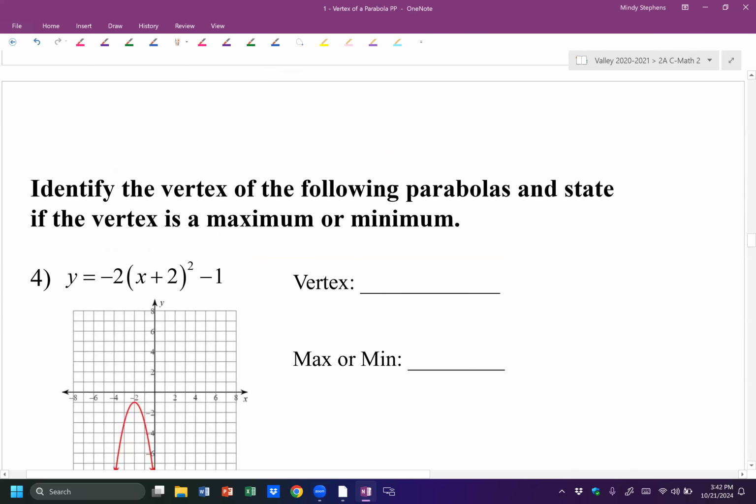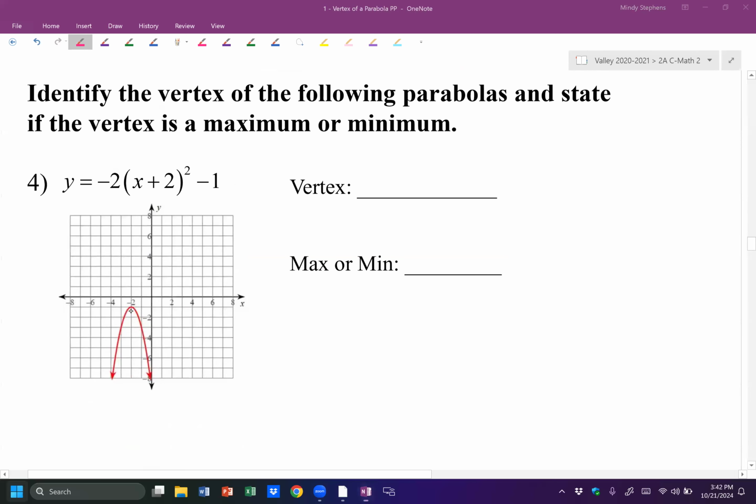One more, number 4. So first, just put a dot at your vertex. Then we're going to count left and then down. Always move left or right first. So I move left 2, so that's -2 because I'm moving to the left, and down 1, which is negative because I'm moving down. So (-2, -1) for that vertex. Then I need to say if it's a max or min. It's a max if it's facing this way, min if it's facing this way. So we have a maximum.